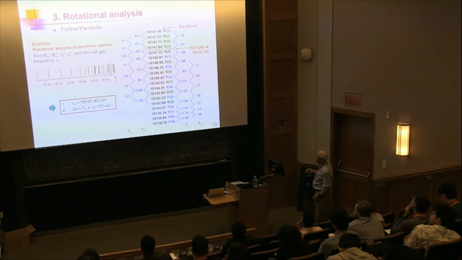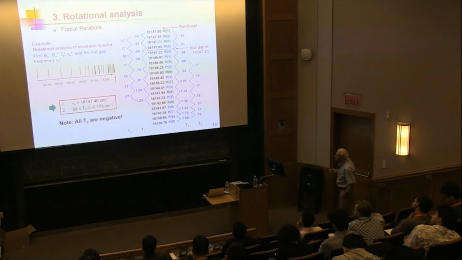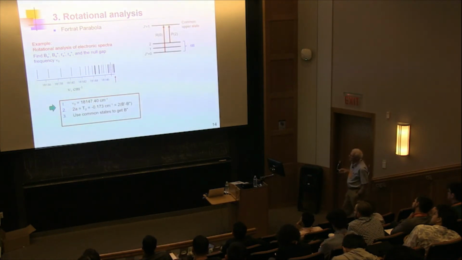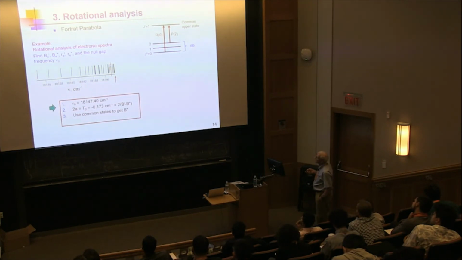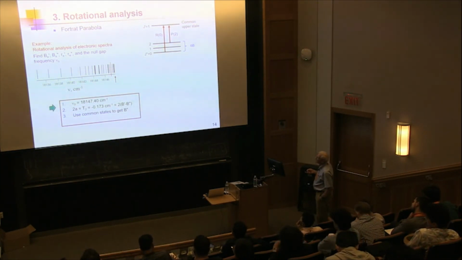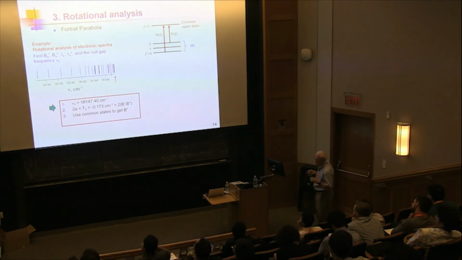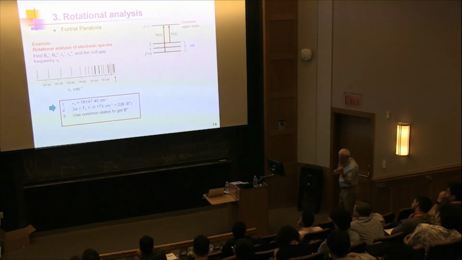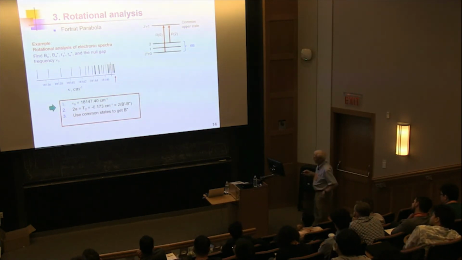And T turns out to be negative, this 0.17. I averaged them all, and they're all negative, and that tells me that since A is this number right here, here's the minus, I've just found the difference between these two. So now I've got delta B. I've got mu 0 and I've got delta B. To get B double prime or B prime, I use the method of common upper states.